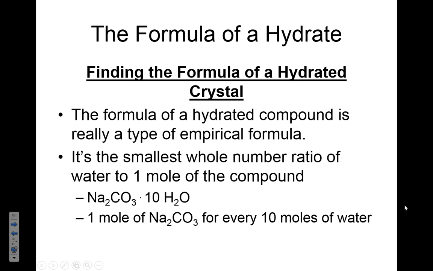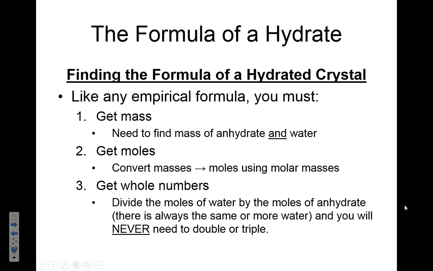So it really is a type of empirical formula because in your formula unit, there's always going to be one of the ionic compound and some number of water. That's some multiple. It could be 1 or 2 or 3 or 4 or 5. So really what we're trying to do is find the empirical formula. Just like before, we want to get masses, we want to convert them to moles, and then we want to get whole numbers.